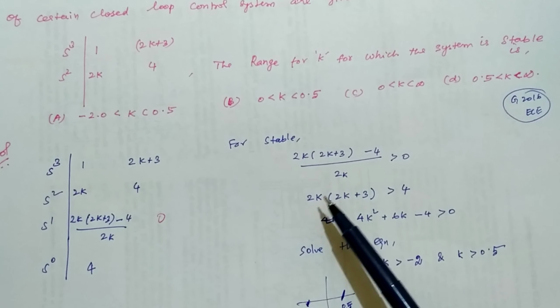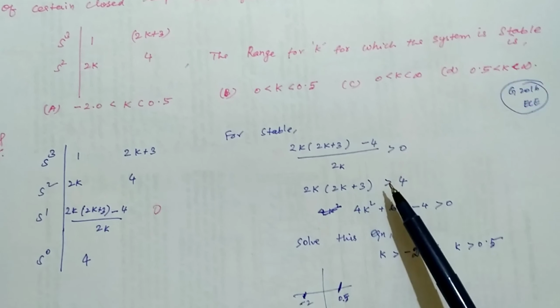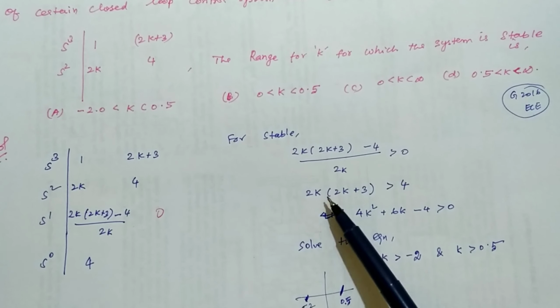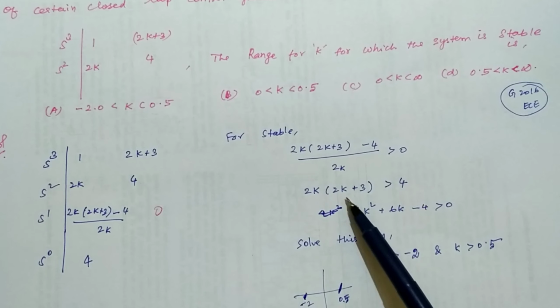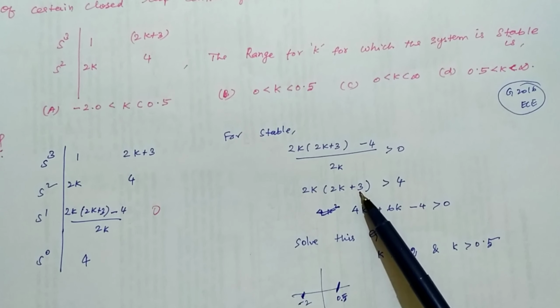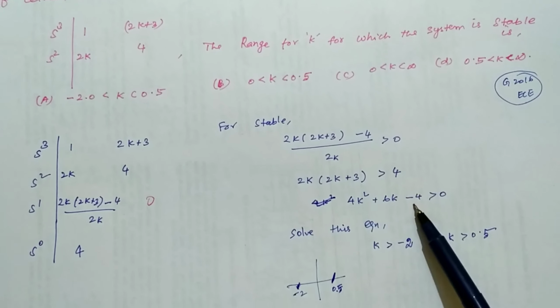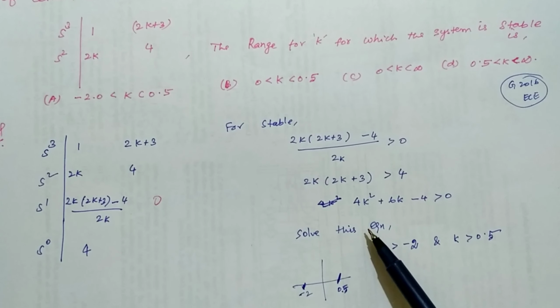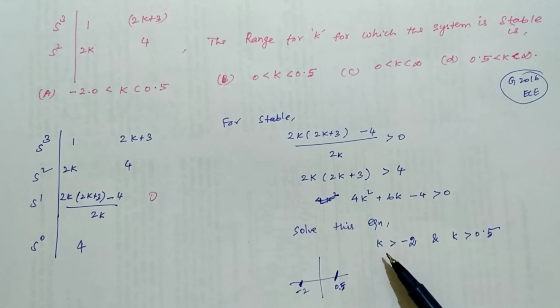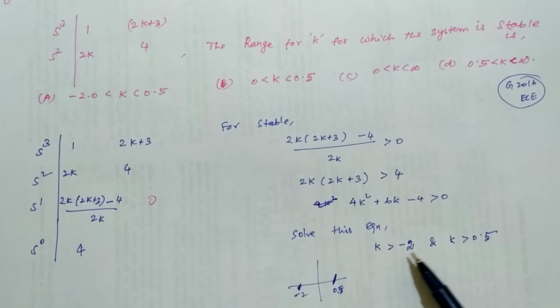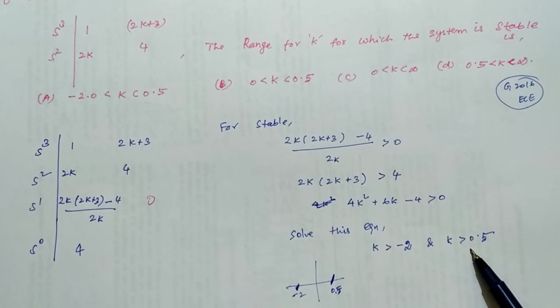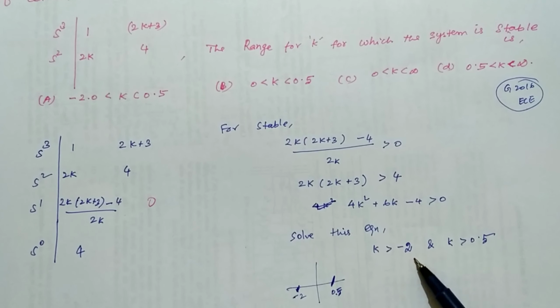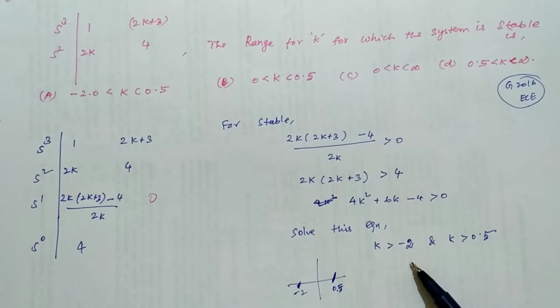So this 4 goes to that side. We form a quadratic equation like this: 4k square plus 6k minus 4 greater than 0. When we solve this equation, we have two terms: k is greater than minus 2 and k greater than 0.5. So satisfying these two cases, we need to select the k.